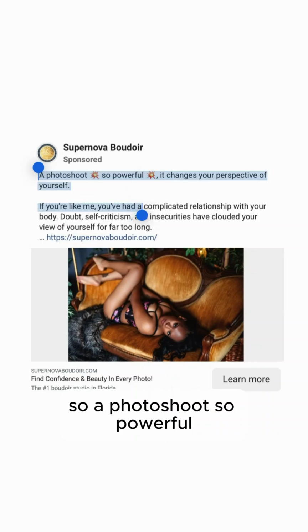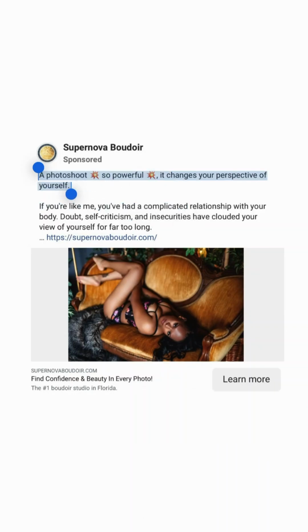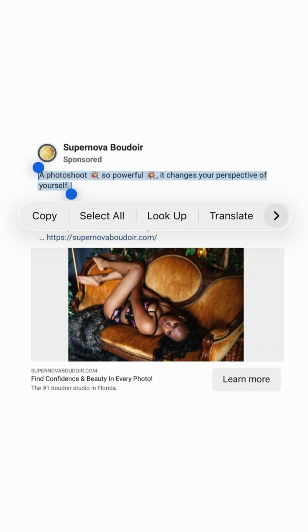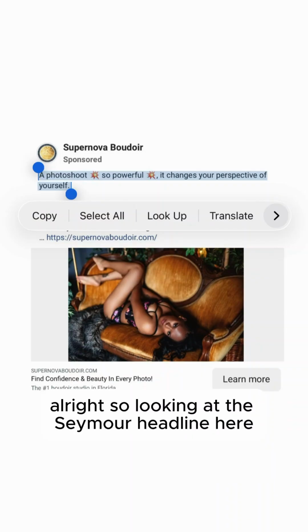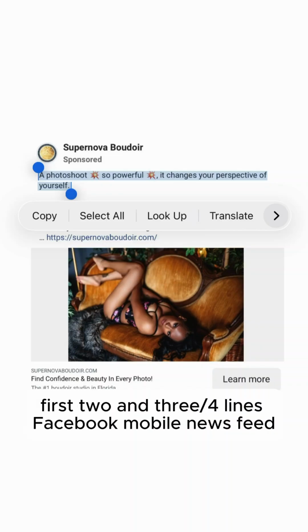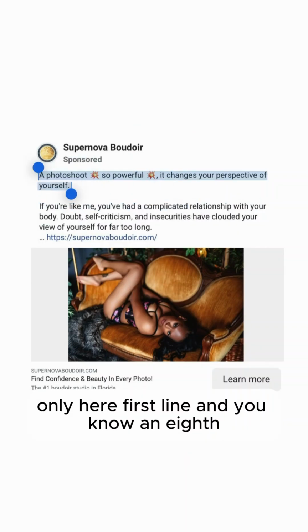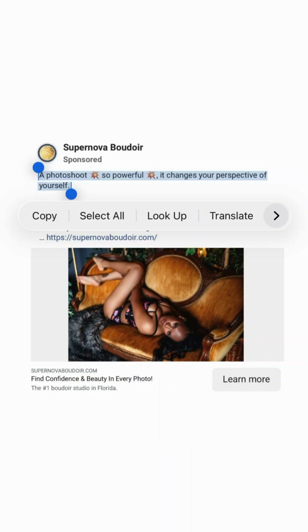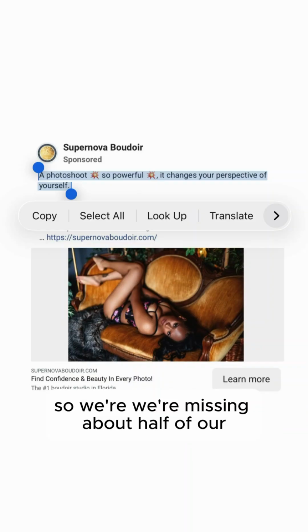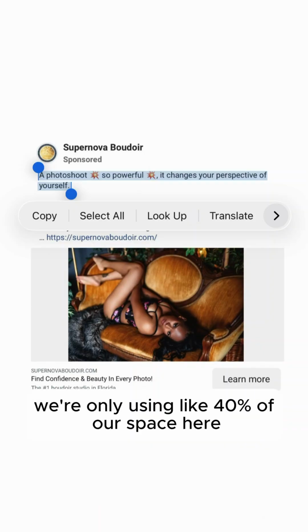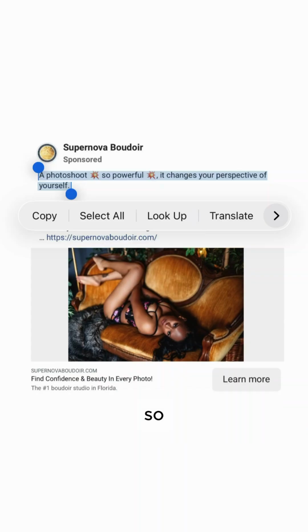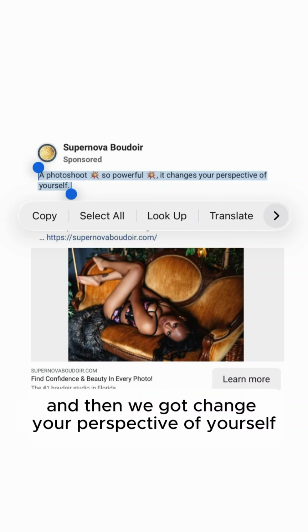Now, going up here. Photo shoot's so powerful, it changes your perspective of yourself. All right, so looking at the See More headline here, first 2 3/4 lines, Facebook mobile news feed, which is only here, first line and an eighth. So we're only using like 40% of our space here. So we got photo shoot, and then we got change your perspective of yourself.